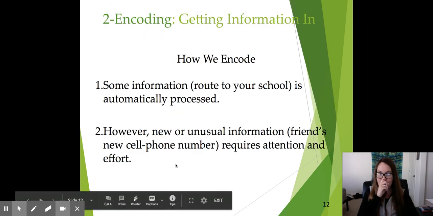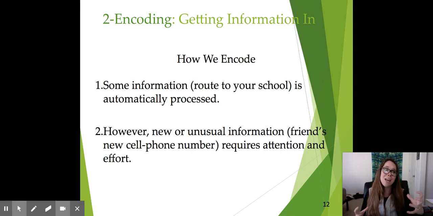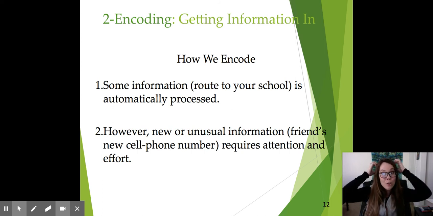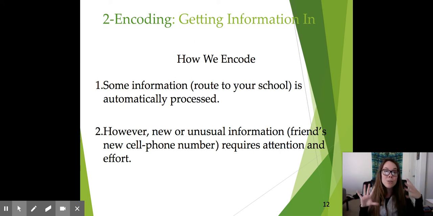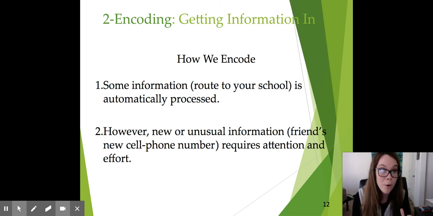All right, so encoding, right? Now getting information in, we have to be able to get information into our long-term memory, right? So we have to be able to encode it, to put the information into our brains. There are two different ways you can think of this. There's some information like the route to your school, which is automatically processed. Your brain recognizes it's something it needs to know, so you pay more attention to it, right? However, new or unusual information like a friend's new cell phone number requires constant attention and effort in order for you to encode it, okay?